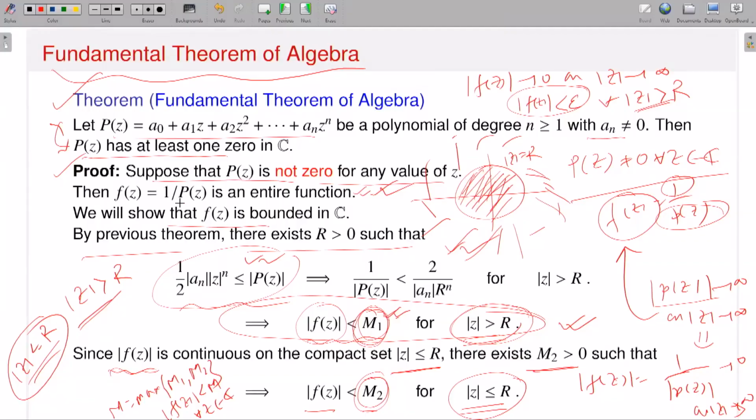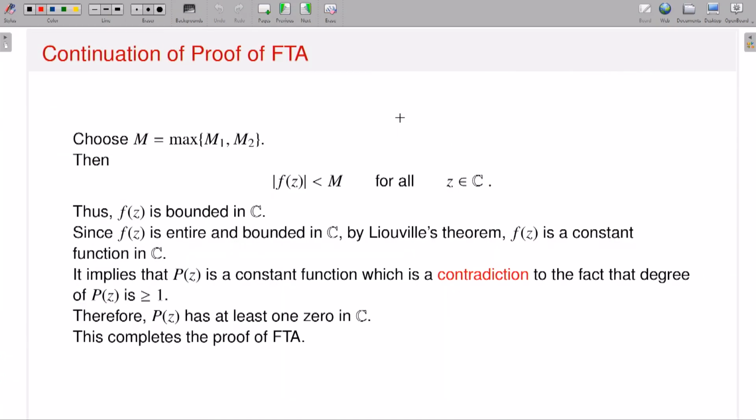Then by Liouville's theorem, my function f is constant. Since f is constant, p is constant, which is a contradiction, because I am saying that p is a polynomial of degree n greater or equal to 1. Why is this a contradiction? Because I made a wrong assumption, that p(z) has no zero, so therefore it will have at least one zero. So that's the argument, okay.